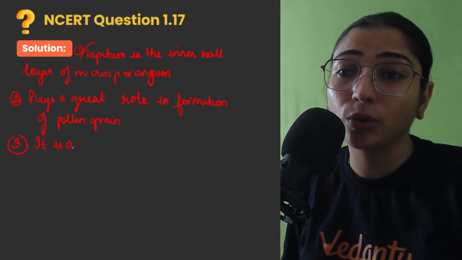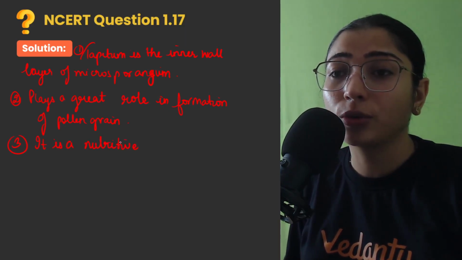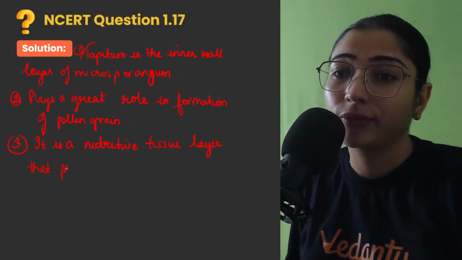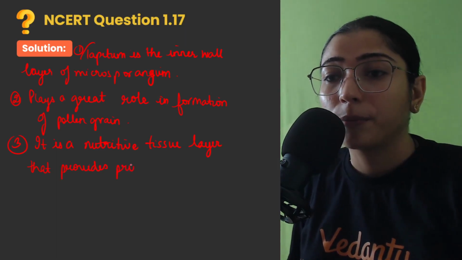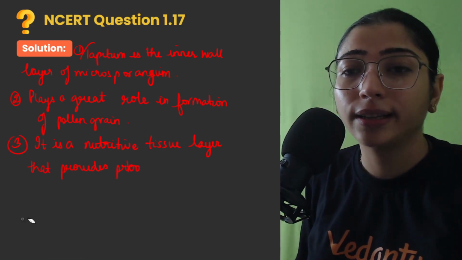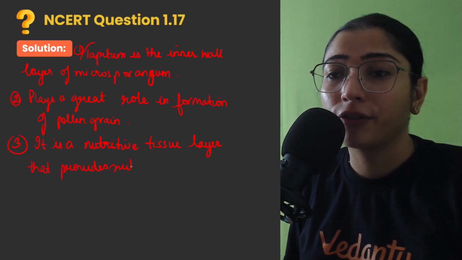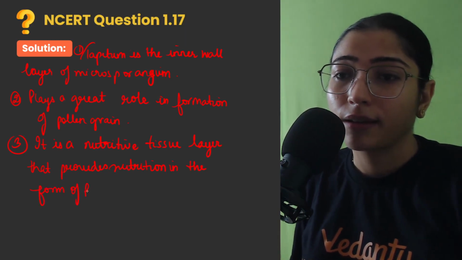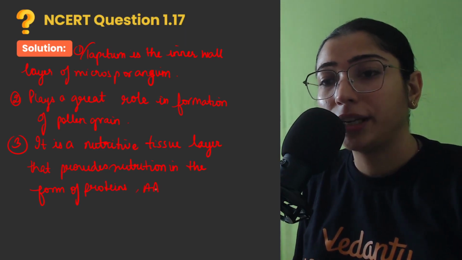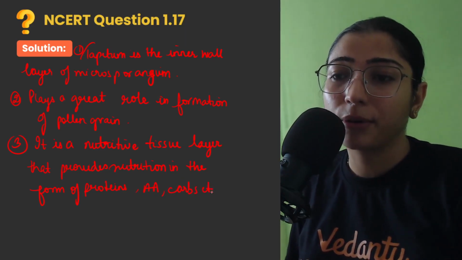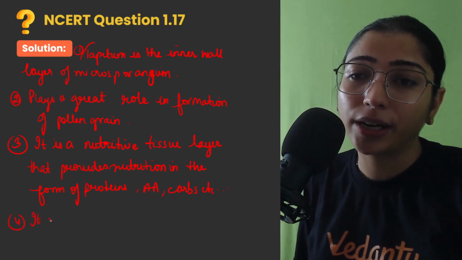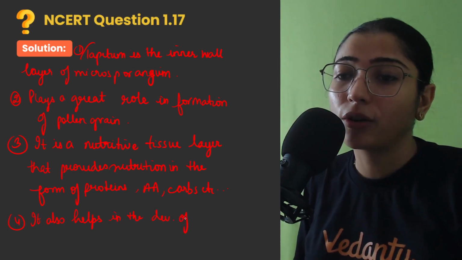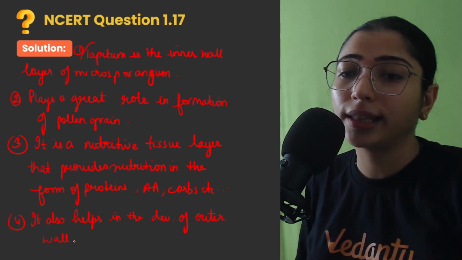It is a nutritive tissue. It is a nutritive tissue layer that provides nutrition in the form of protein, amino acids, carbs, etc. Carbs means carbohydrates, etc. It also helps in the development of outer wall layer of pollen grain. That is exine.